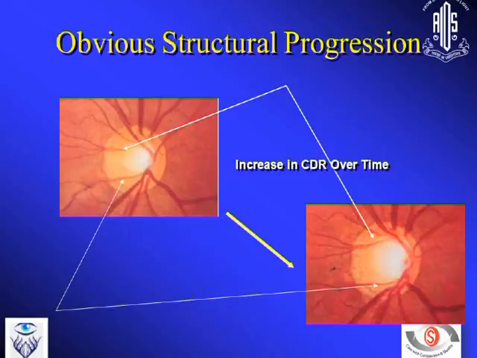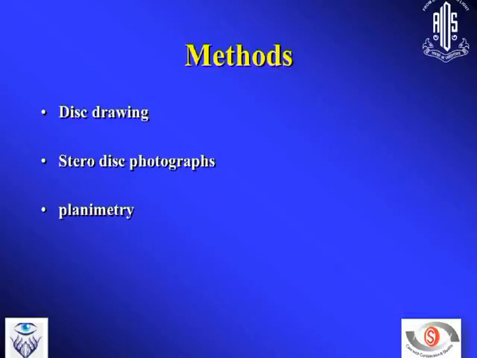Now, how to look for these clinical signs? What are the things we have? This is one more example, so I'll just come back to this. We have disc drawing, we have disc documentation, we have stereo disc photograph, and we have planimetry. I'll discuss each of these, and I will also discuss the limitations because they are very important.